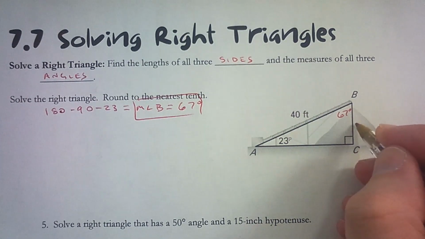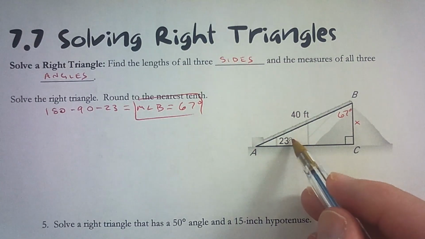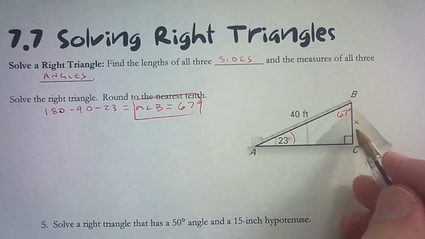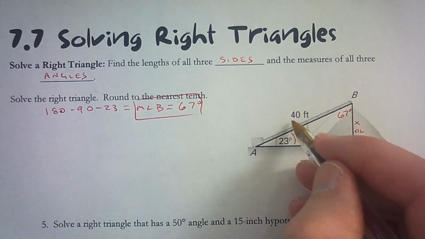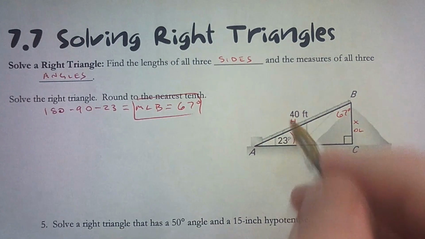Okay, so next I want BC. I'll call it X for now. Okay, so from this 23 degree angle, this X is the opposite leg, and 40 is across from the right angle, so that's the hypotenuse.